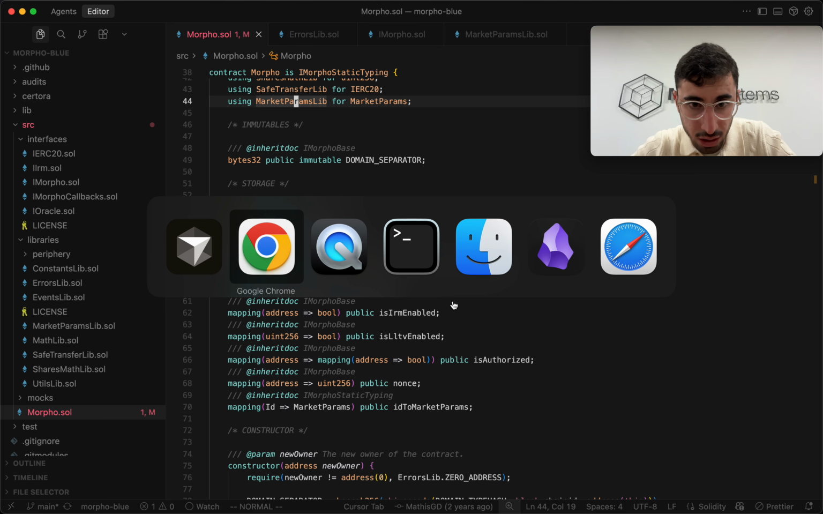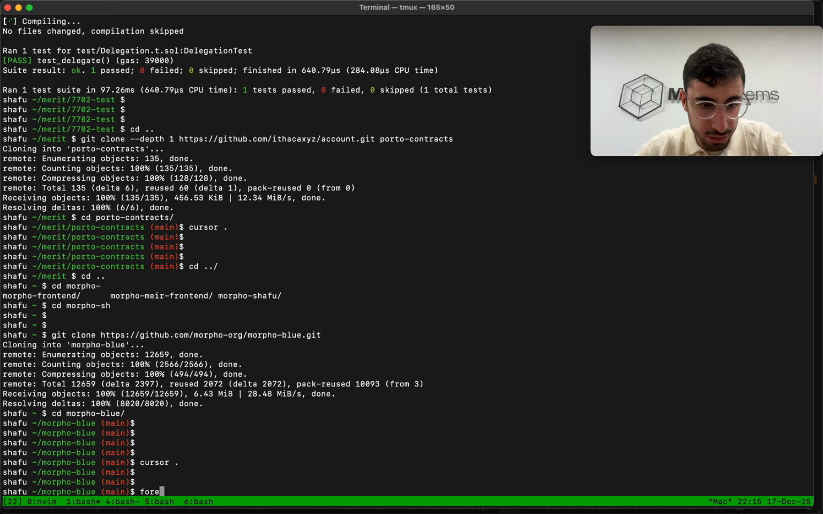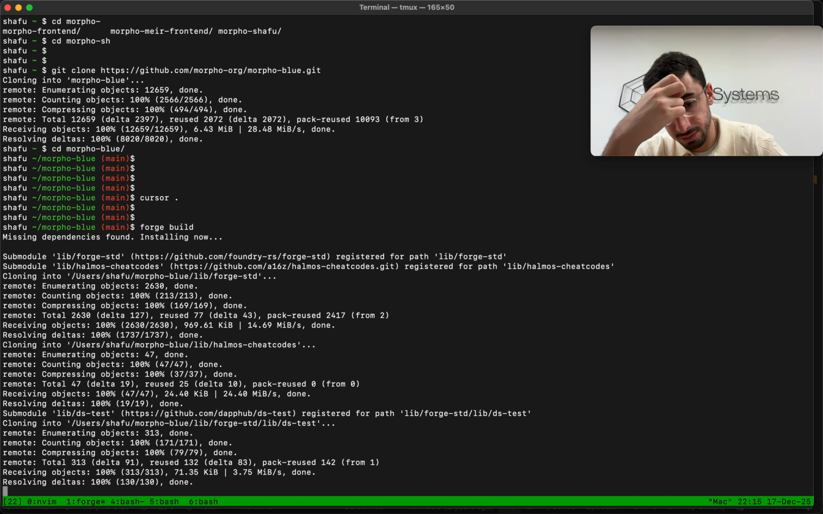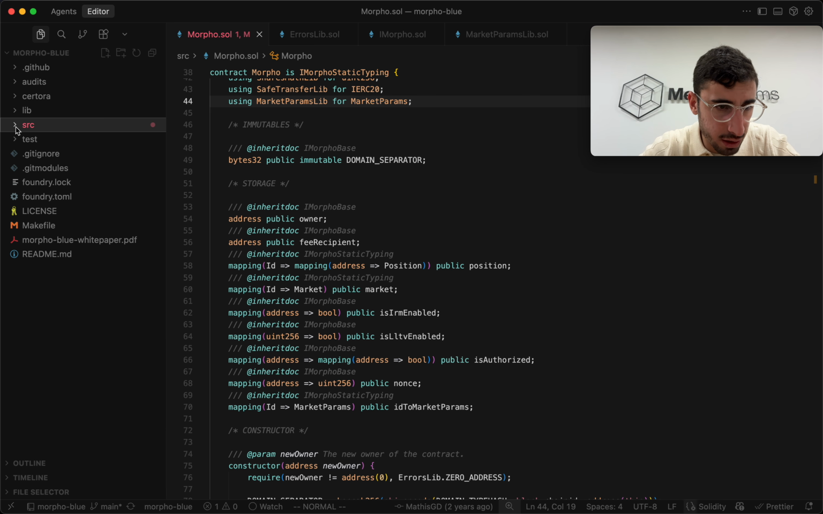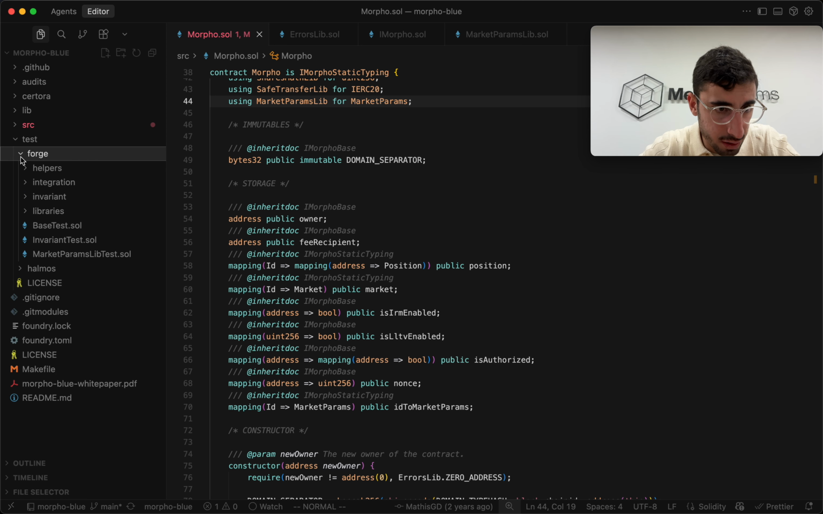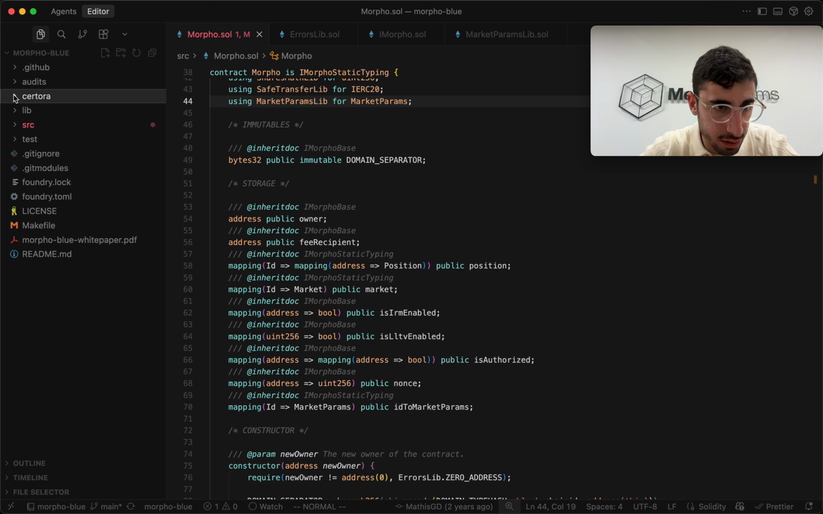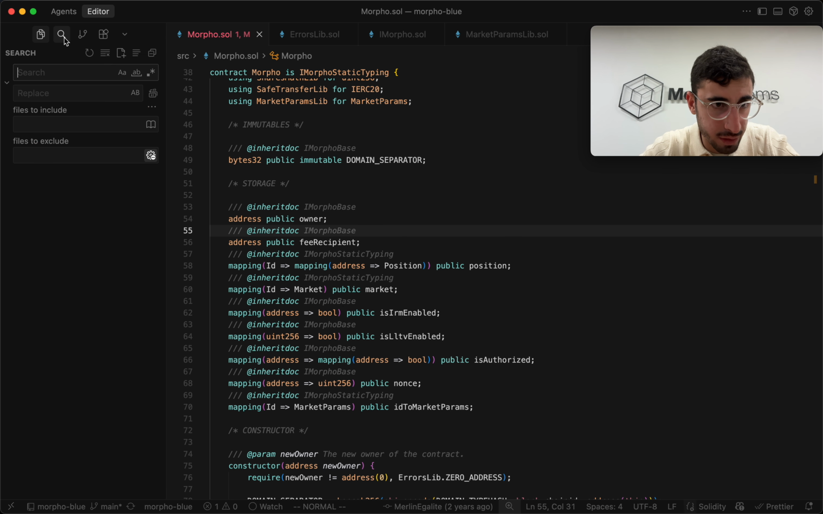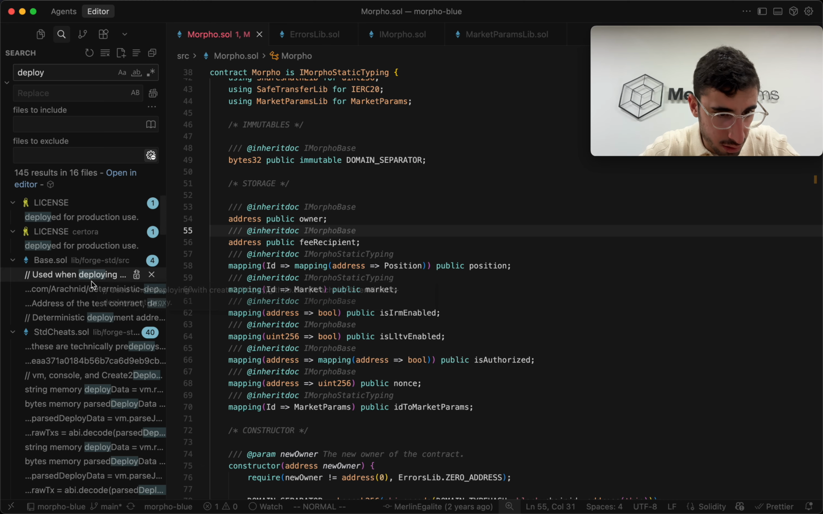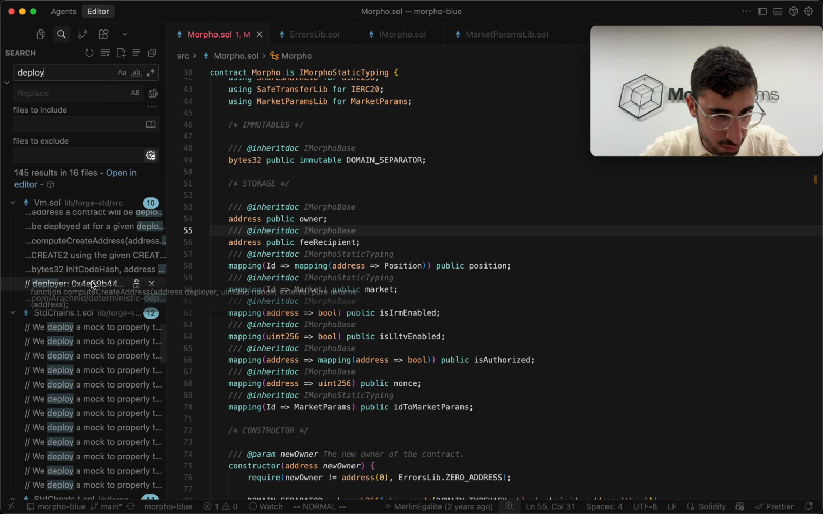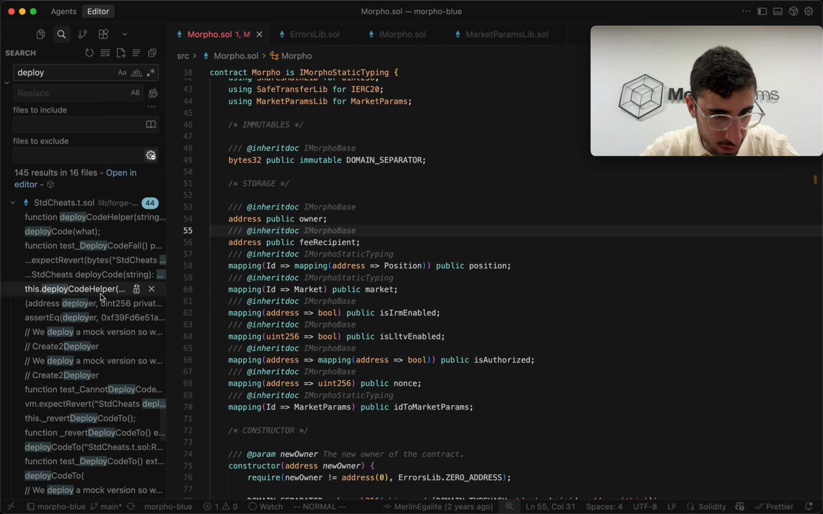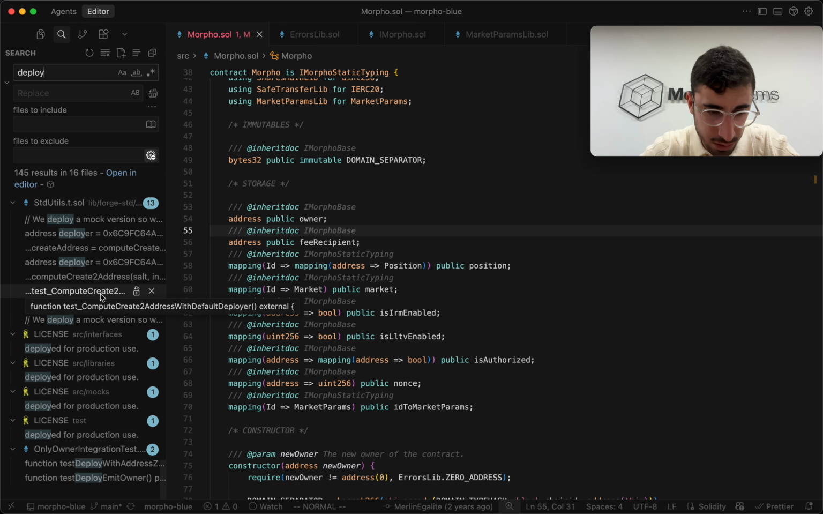Okay. It's also beautiful, like just forge build. I just cloned this, right? Just works. It's very nice. Other than that, which is interesting, I don't see the deployment scripts in here. I don't see a deployment script. Deploy, this is base. I don't see the deployment script.